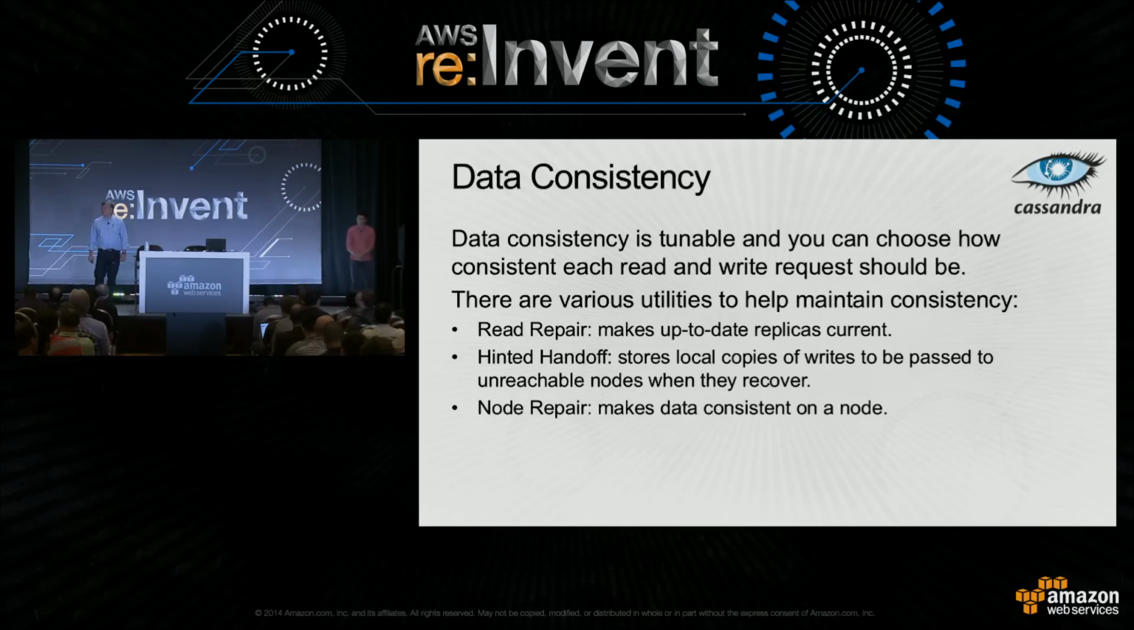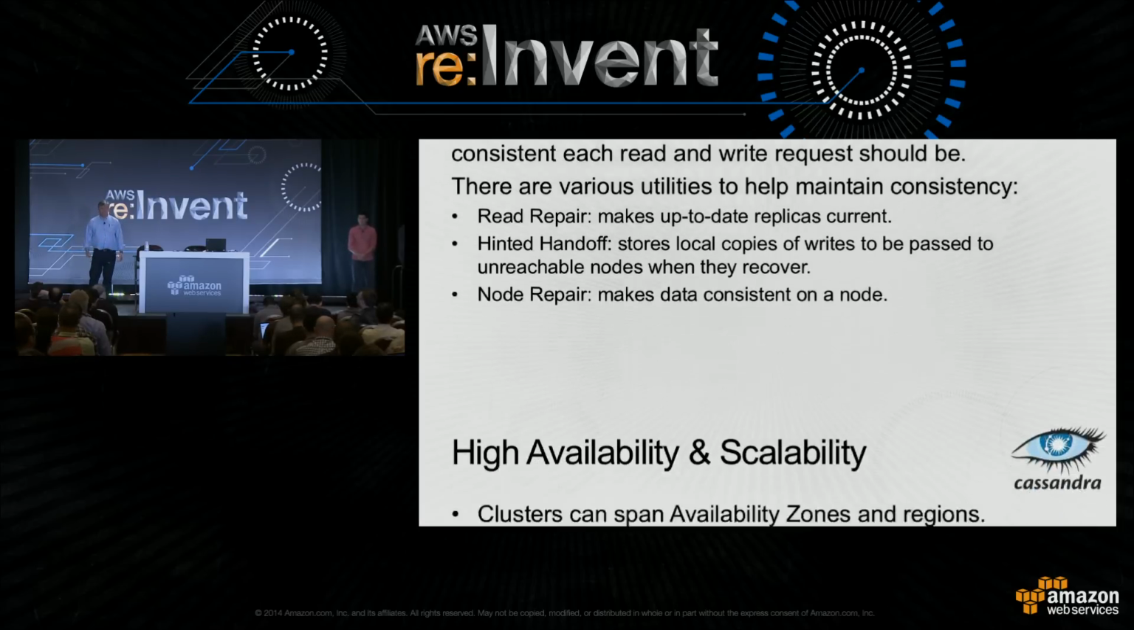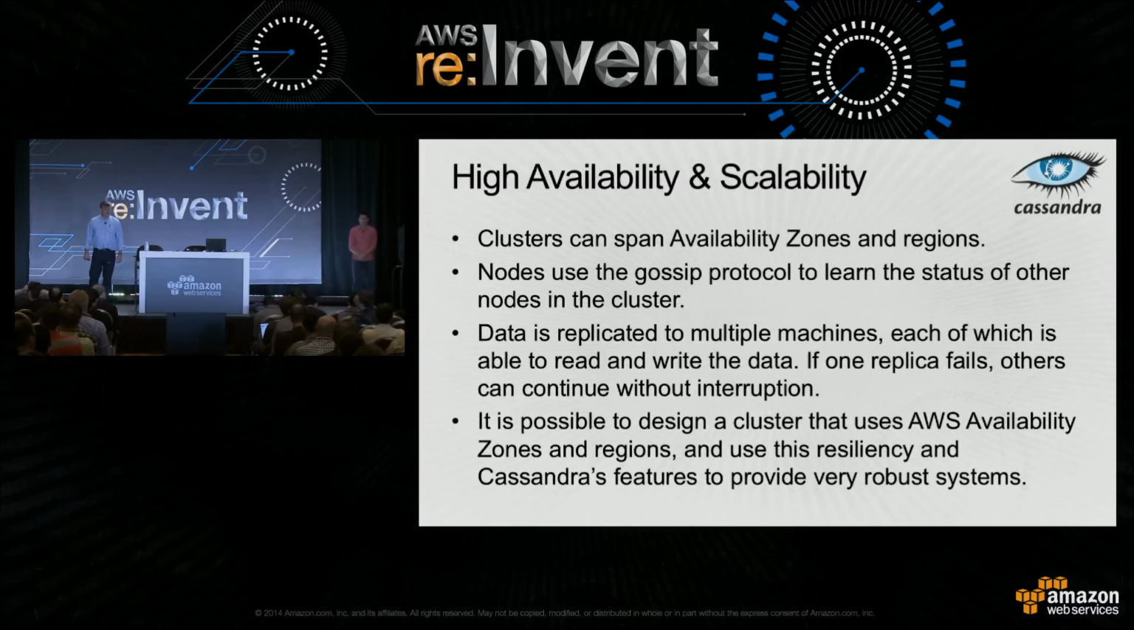There's this concept of a hinted handoff where if for whatever reason a query coordinator tries to reach out to a node that's not available, it can locally store writes and then pass them to the unreachable node when that becomes available again. And then there's a node repair tool that can make data consistent on a node. And it's sort of applied in that order, I think.